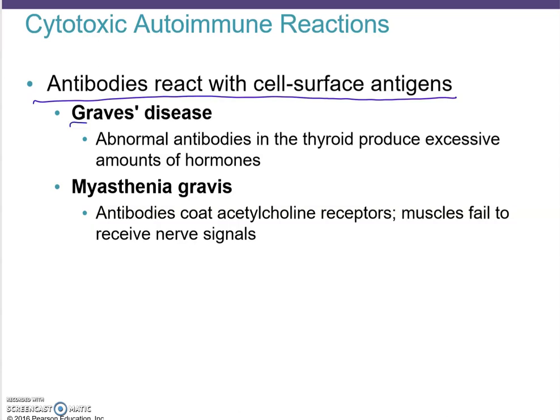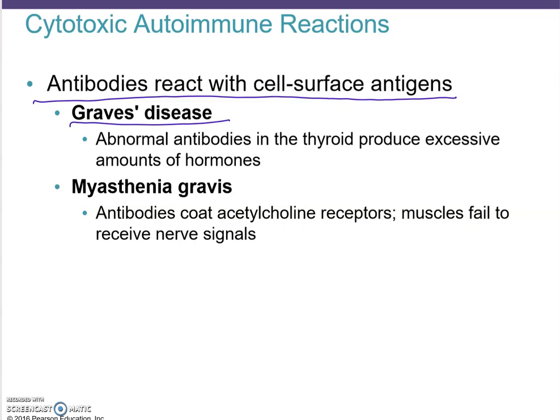Examples for that would be Graves' disease, where you're making antibodies that mimic the effect of thyroid-stimulating hormone, TSH, from the pituitary. They will bind to receptors in the thyroid gland and stimulate the thyroid gland to make massive amounts of thyroid hormone, which then leads to something called hyperthyroidism, and typically also a goiter.